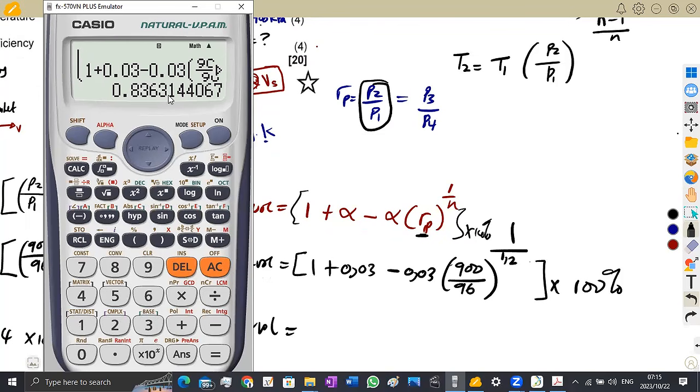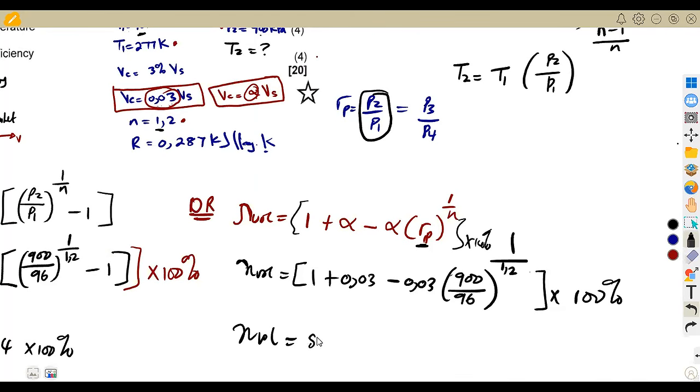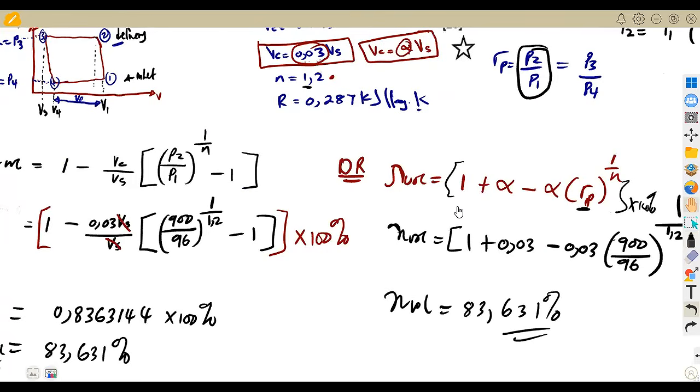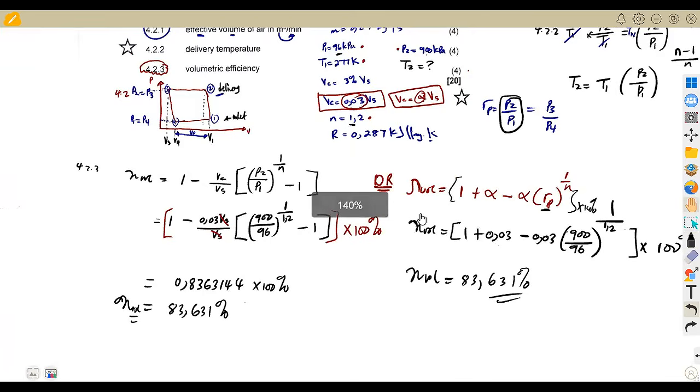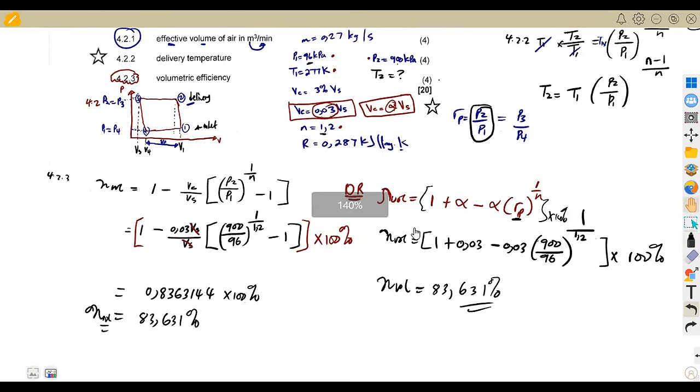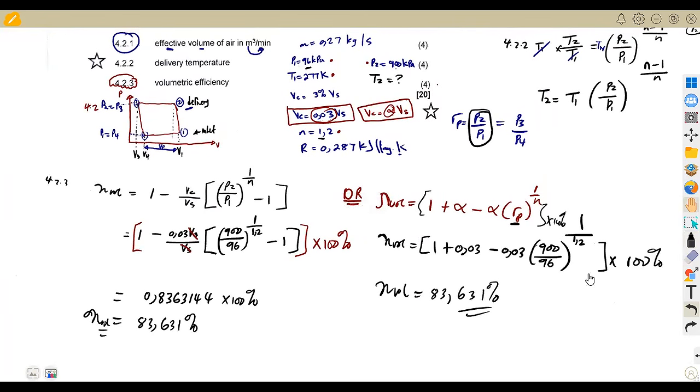Yeah, that's going to be 0.83 something. Then you multiply by 100, which is 83.631%. As you can see, we are having the same answer there. So that would be our volumetric efficiency. It's just different formulas giving the same answers. You can choose this one or you can choose this. So that was it, 4 marks for that.